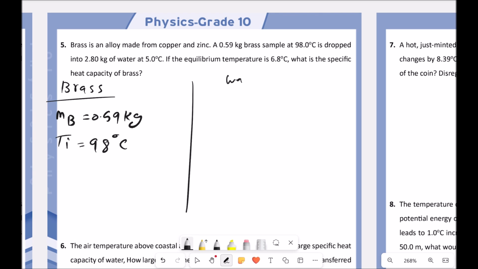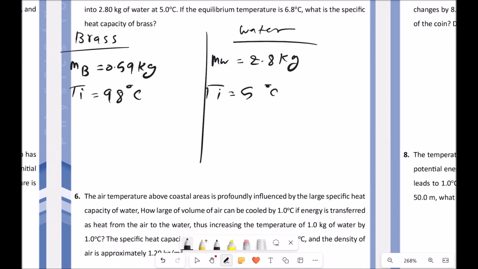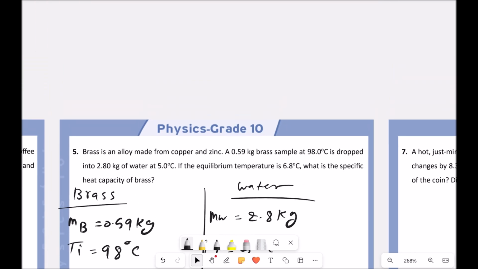So we have water again. Mass of the water is going to be equal to 2.8 kilogram. T initial for water is going to be 5 Celsius. If the equilibrium temperature is 6.8 Celsius, what is the specific heat capacity of brass? If we know T final for both of them is 6.8, and also for the brass it is 6.8. Okay, let's solve this again.